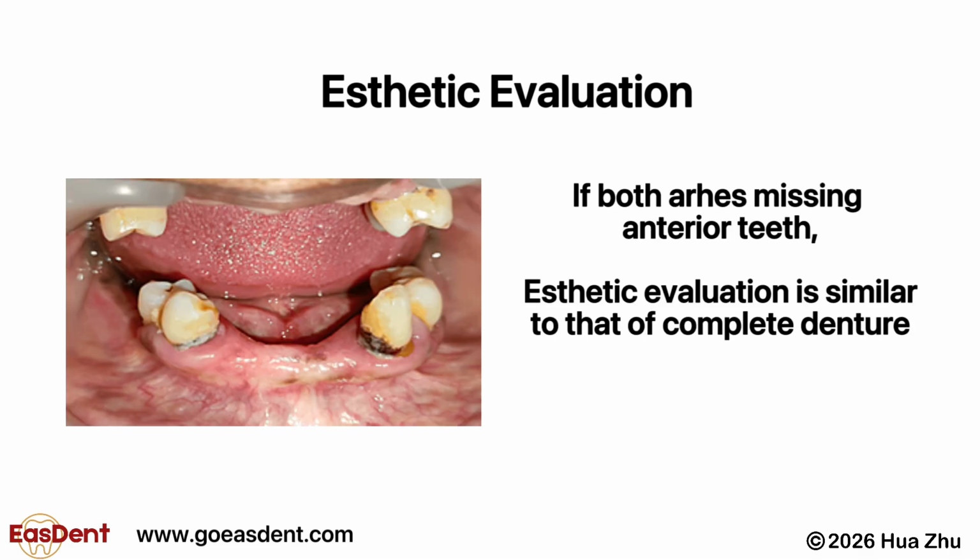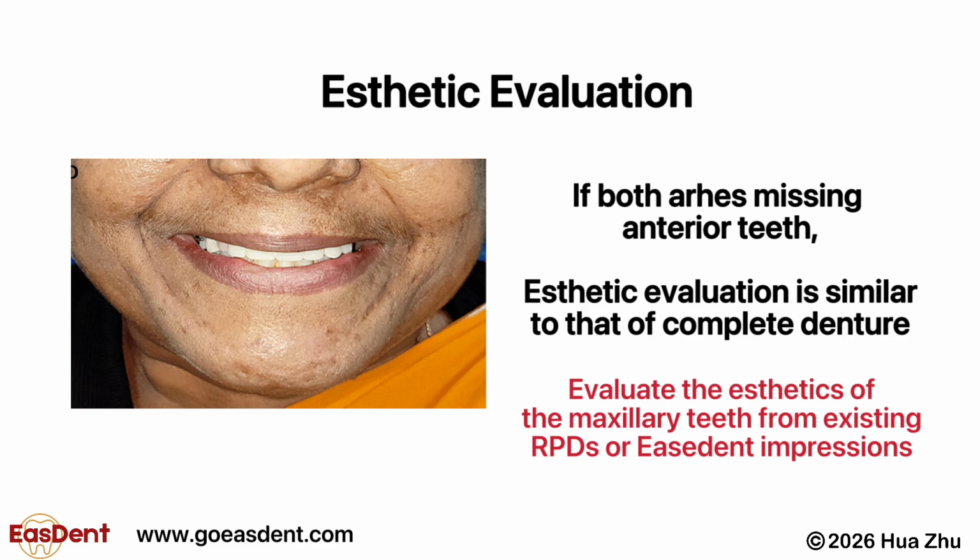arch. If both arches are missing teeth in large anterior areas, the aesthetic evaluation becomes similar to that for complete dentures. The more teeth that are missing, the closer the technique approaches complete denture protocols. In these cases, you should evaluate the aesthetics of the maxillary teeth from the existing RPD or the Easdent impression.